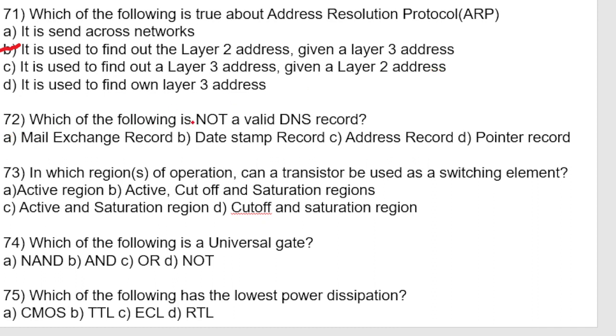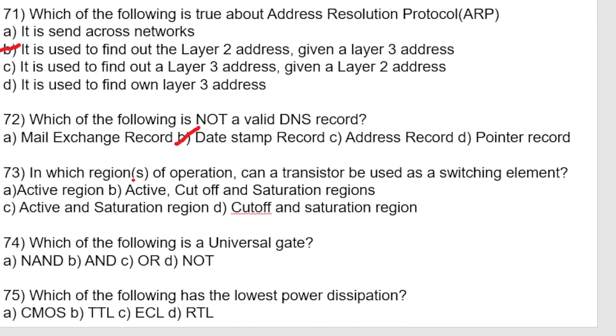Which of the following is not a valid DNS record? Mail exchange record, data stamp record, address record, pointer record. Answer is date stamp record.